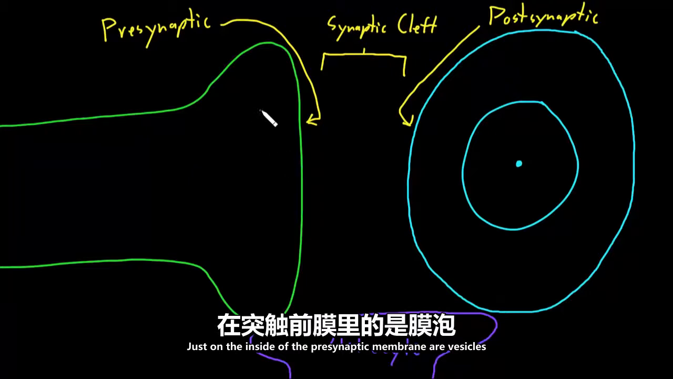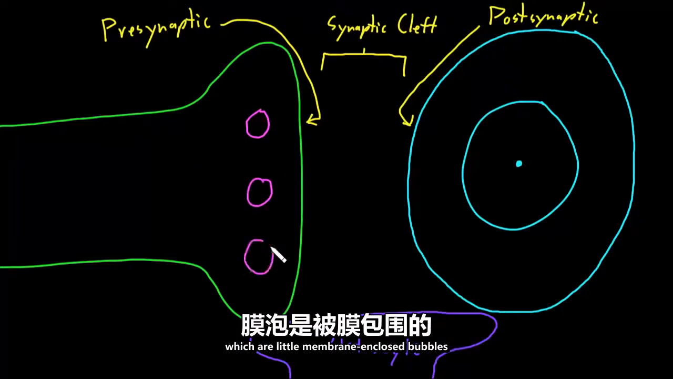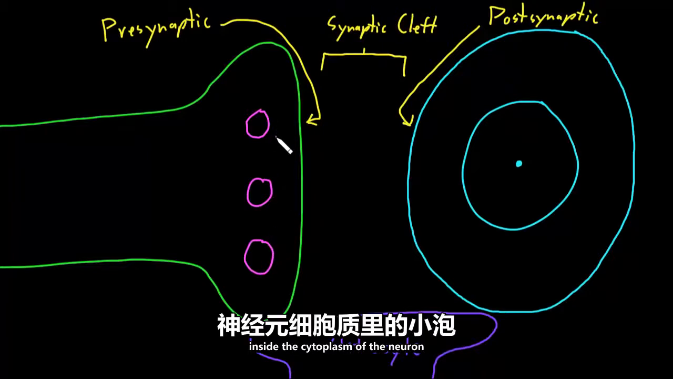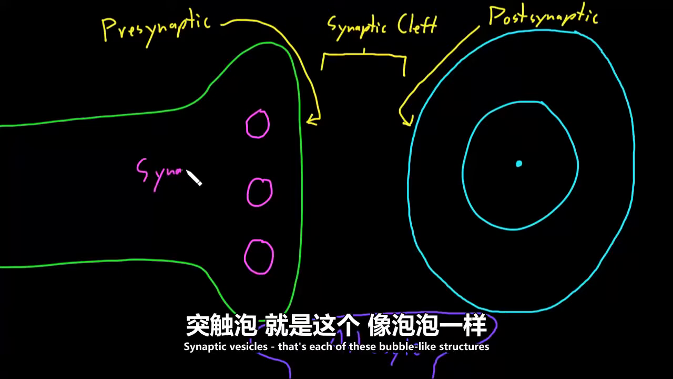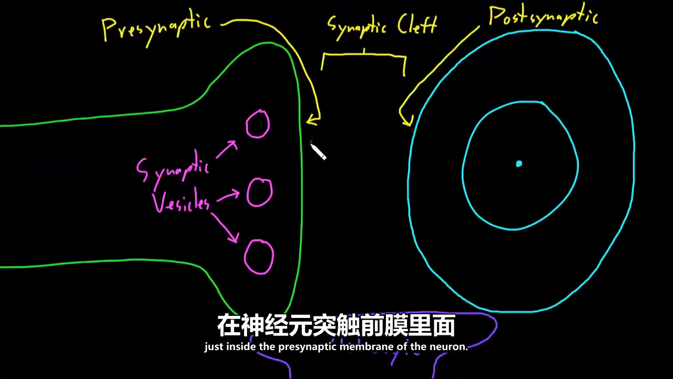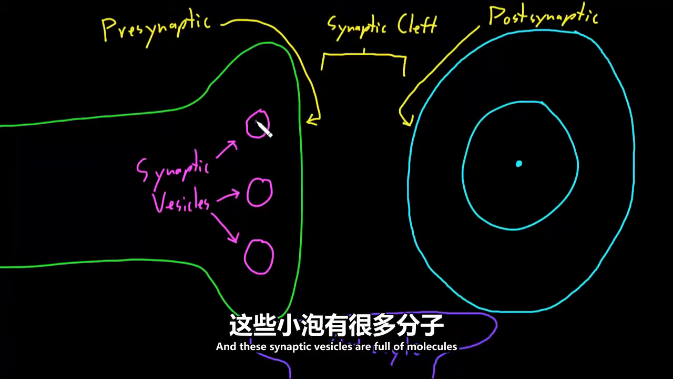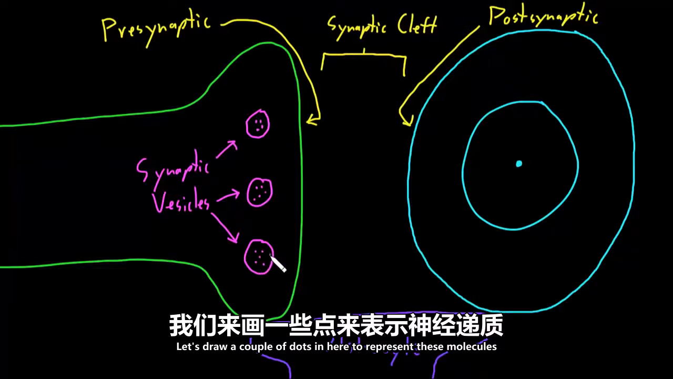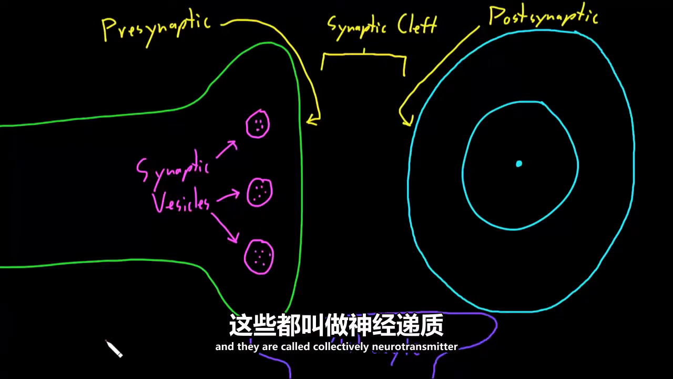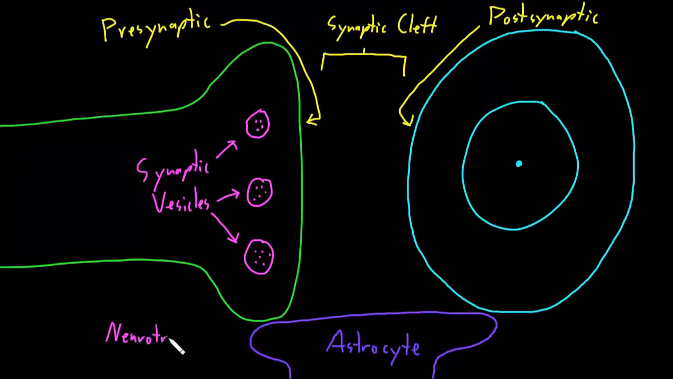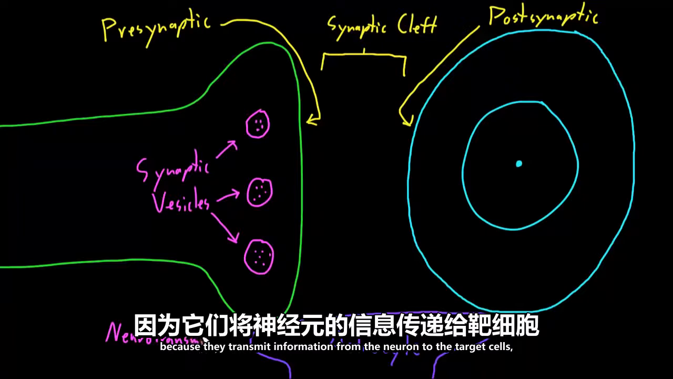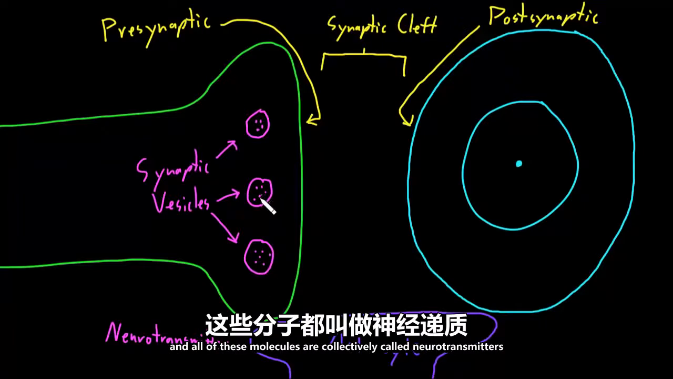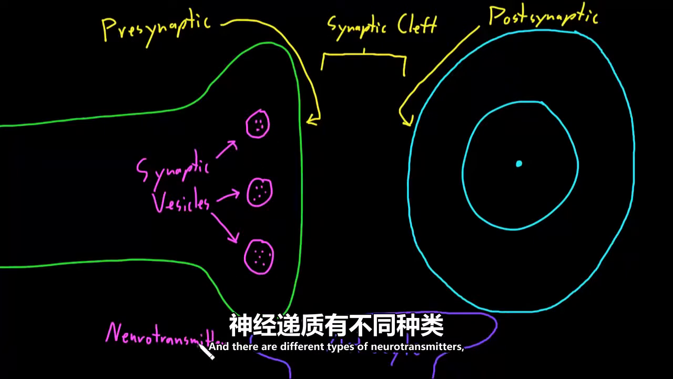Just on the inside of the presynaptic membrane are vesicles, which are little membrane enclosed bubbles inside the cytoplasm of the neuron. And these are called synaptic vesicles. That's each of these bubble-like structures just inside the presynaptic membrane of the neuron. And these synaptic vesicles are full of molecules called neurotransmitter. Just draw a couple of dots in here to represent these molecules, and they're called collectively neurotransmitter because they transmit information from the neuron to the target cell. So all of these molecules are collectively called neurotransmitters. And there are different types of neurotransmitters that we'll get into in other videos.